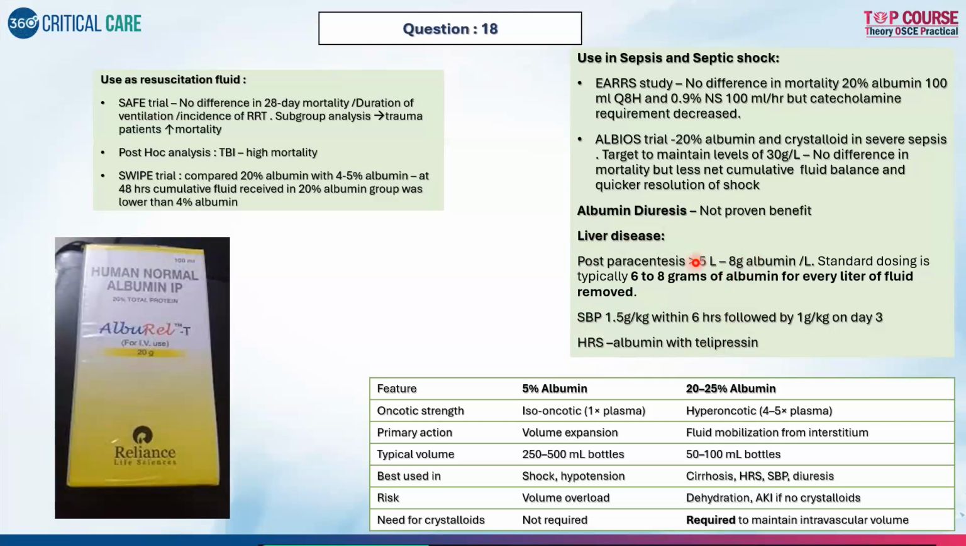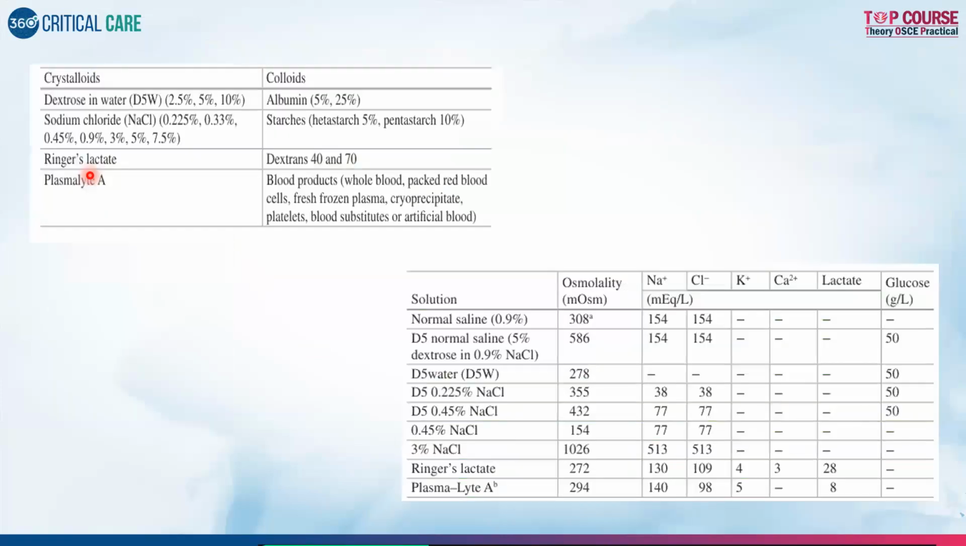It should not be used in case of burn patients. It should not be used in case of traumatic brain injury patients. It has been proven that it has a very high mortality. In case of a subset of trauma patients, in fact, it is said to cause worsening of the kidney functions, as seen in the SAFE trial. All right. And it increases the mortality. So, that's what you need to remember regarding albumin.